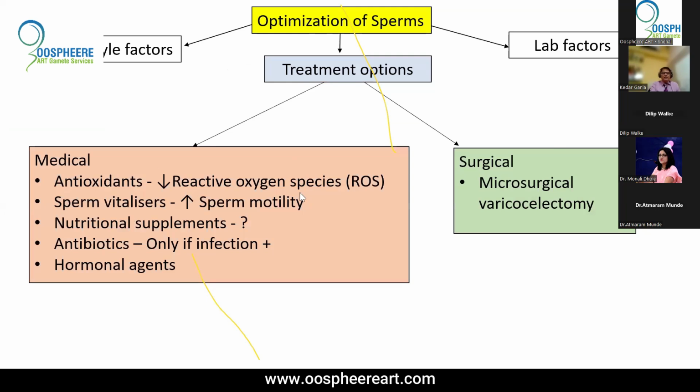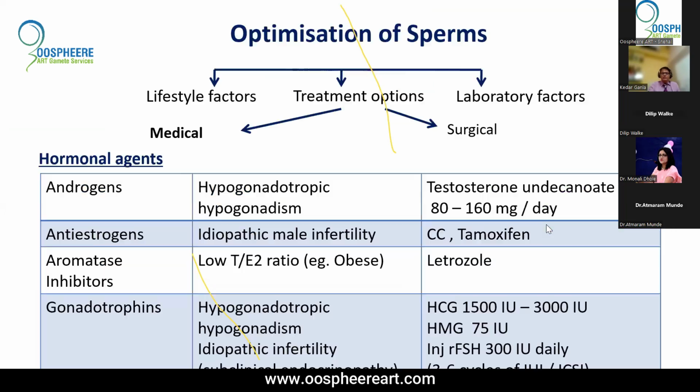Antioxidants can decrease reactive oxygen species. Sperm vitalizer increases sperm motility. Nutritional supplements, big question mark. Antibiotics only if there is infection, hormonal agent. Surgery, microsurgical varicocelectomy.